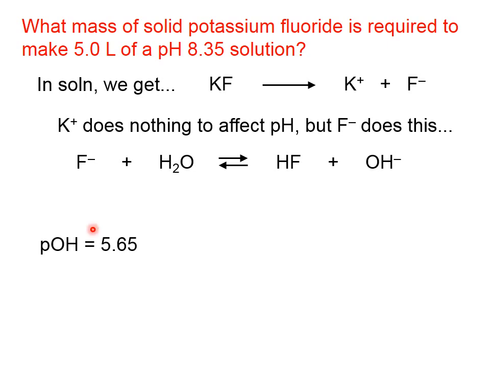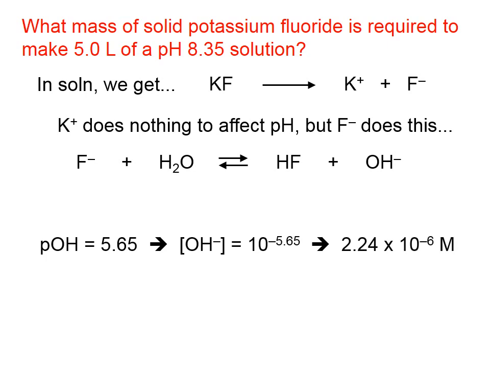8.35, then we can see down here at the bottom that the pOH must be 5.65, because the sum of those two must equal 14, which means we can find the OH⁻ ion concentration by taking 10 to the negative 5.65. That turns out to be 2.24 times 10 to the negative 6th molar. That is the hydroxide ion concentration at equilibrium. And whenever we are doing an ICE calculation, it is the at-equilibrium number that we are interested in most.